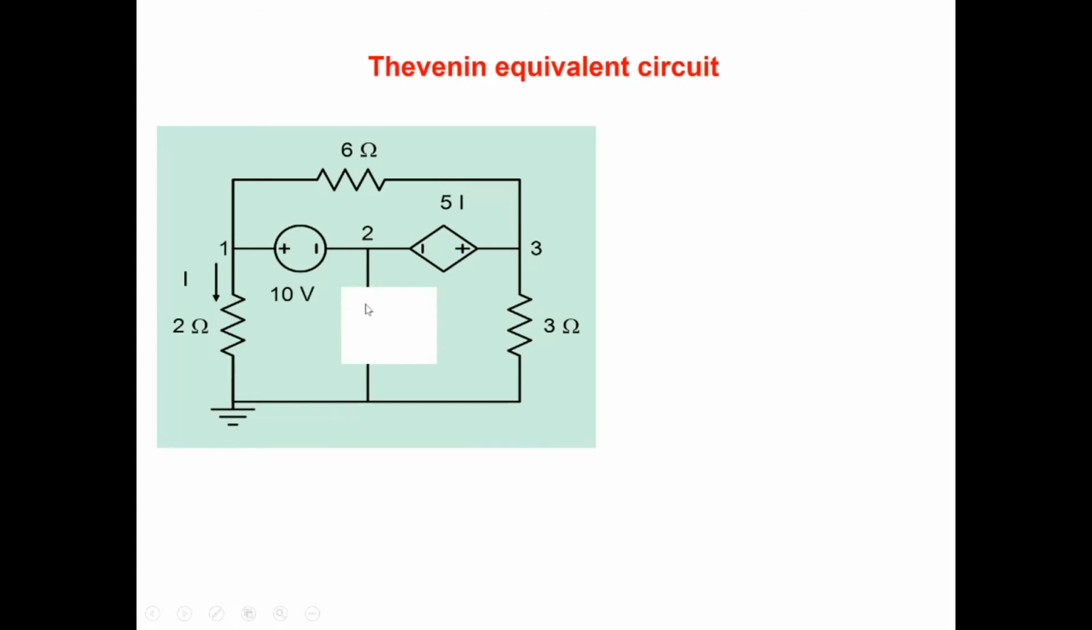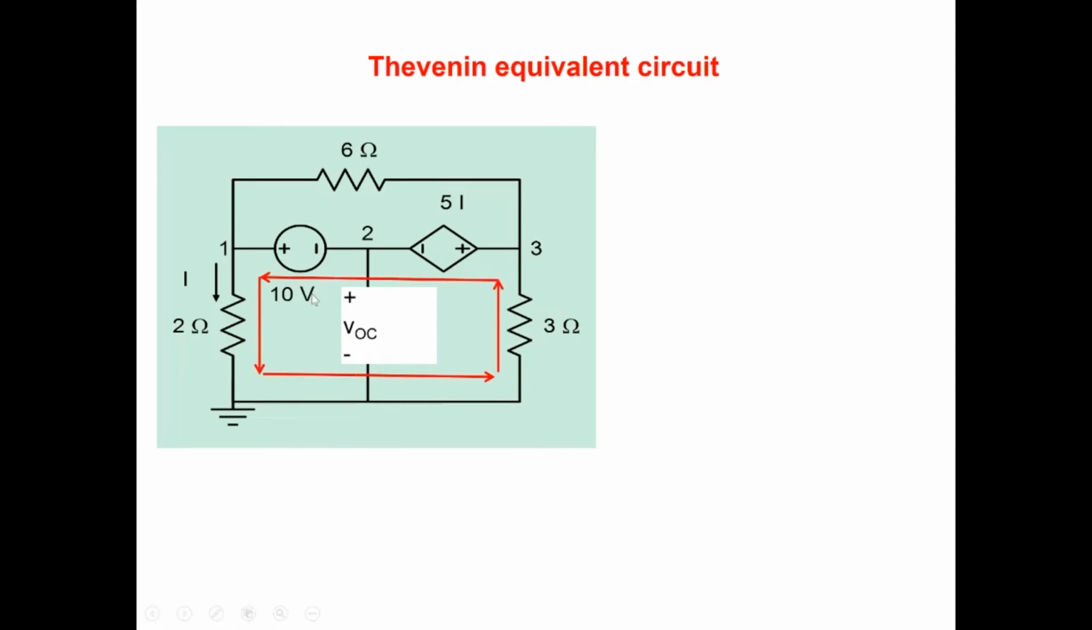So what we do is we remove this particular element. We are going to build Thevenin's equivalent between these two nodes here. And in Thevenin's equivalent, the first thing that we try to do is find out the open circuit voltage here. Between these two nodes, we've already opened it, so we need to find the open circuit voltage.